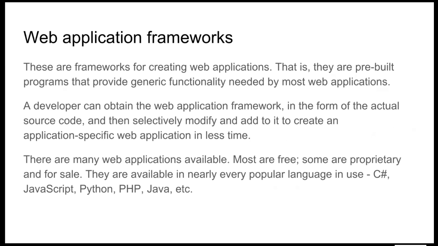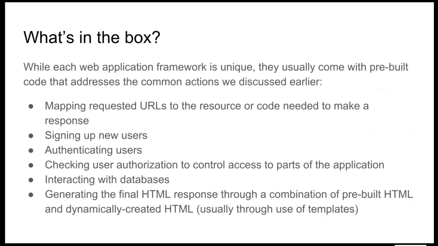So now we get to what's in the box. Why it is that Eric even wanted to do this whole course, okay? Or this tech talk. While each web application framework is unique, they usually come with pre-built code that addresses the common actions we just talked about. Mapping requested URLs, signing up users, authenticating users, checking user authorization, interacting with databases, generating HTML using templates. Those are things that you're going to almost always need when you make a web application. So most web application frameworks come with that stuff out of the box.